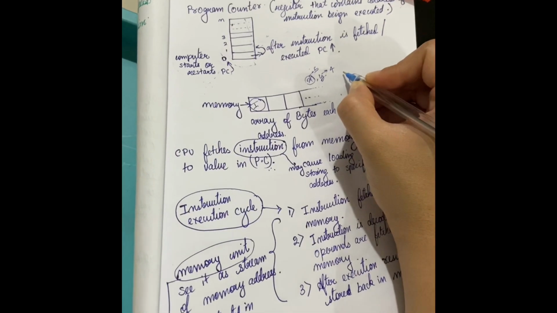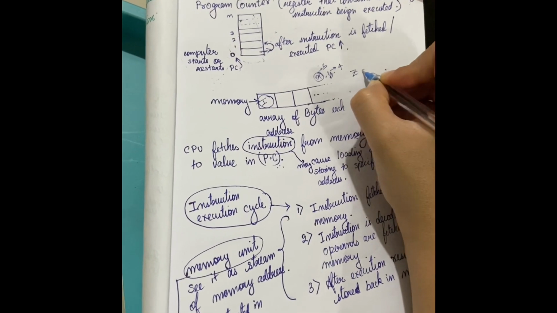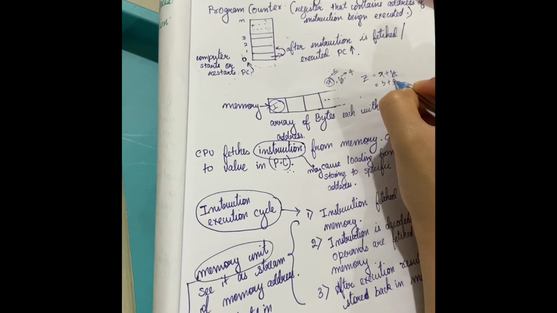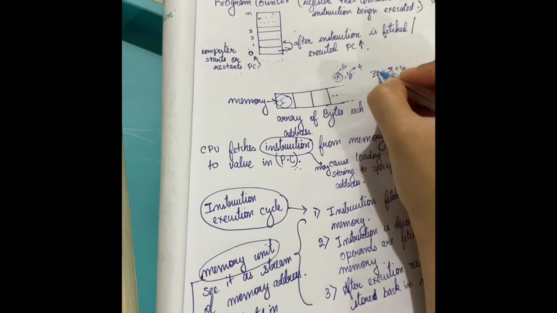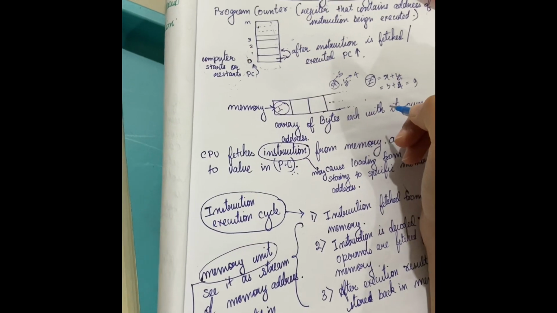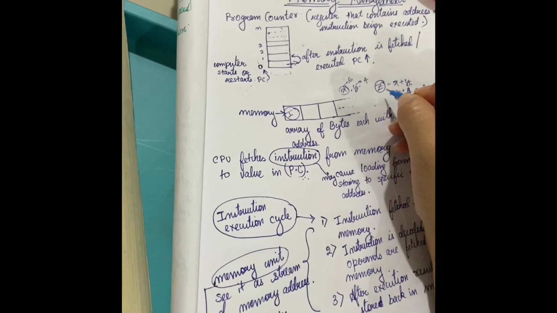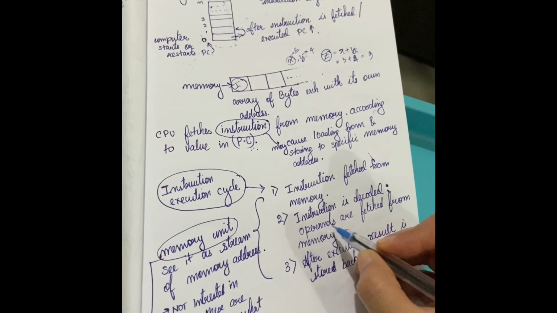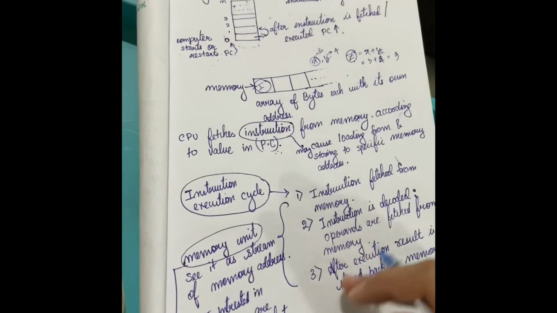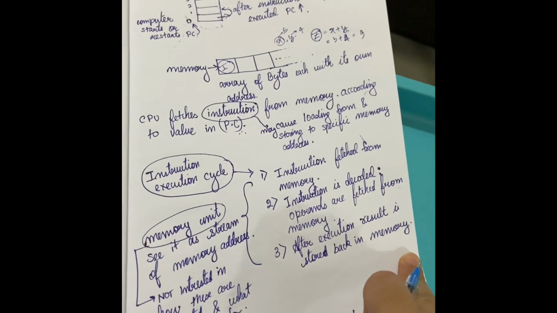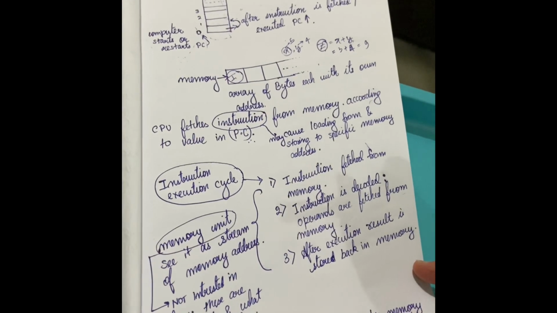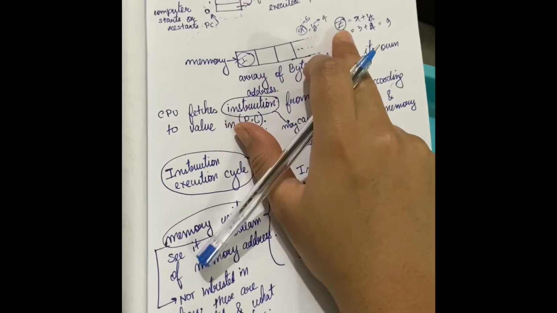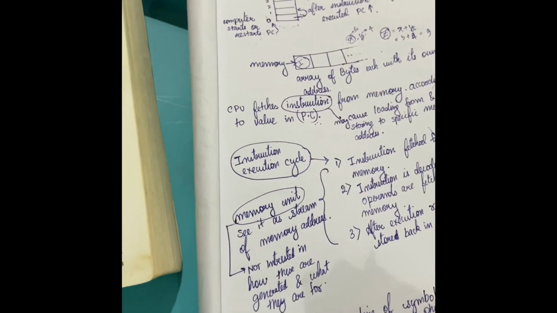Now we store that addition into a variable called z, which will give 9. This z is also to be stored in some memory location. So the instruction is decoded, operands are fetched from memory, and after execution of the instruction, the result, if any, is stored back in memory. Like z will be stored back in some memory location.